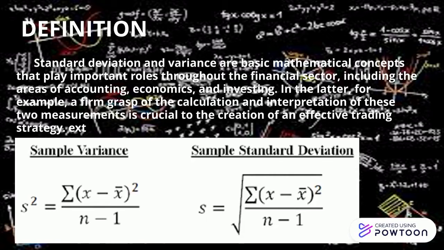The formula of variance is s squared equals sigma (x minus x bar) squared divided by n minus 1. For standard deviation, s equals the square root of sigma (x minus x bar) squared divided by n minus 1.